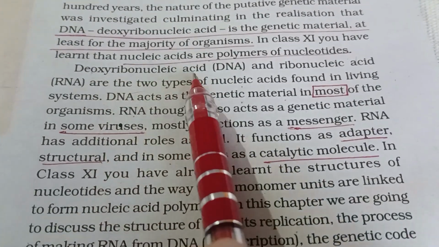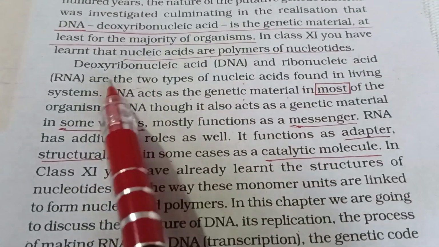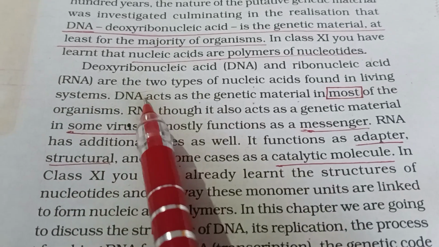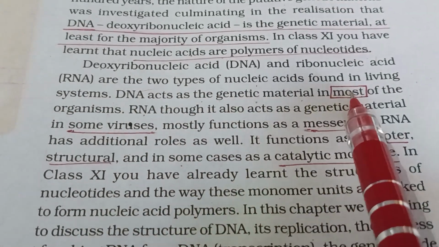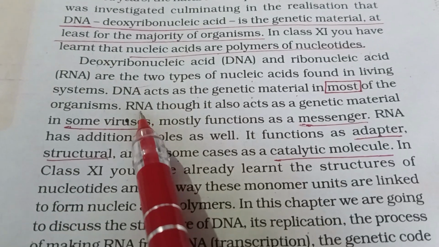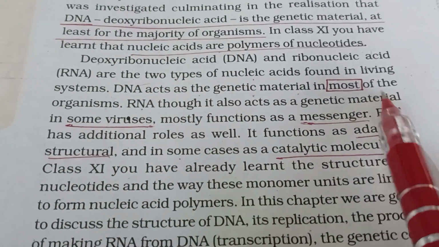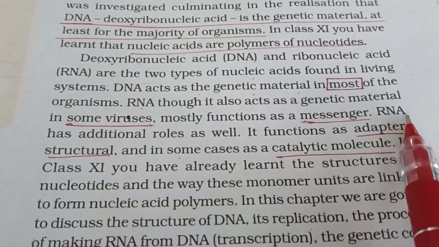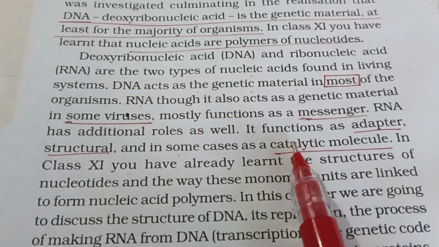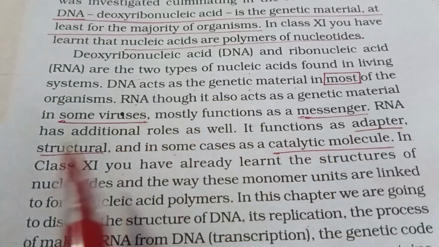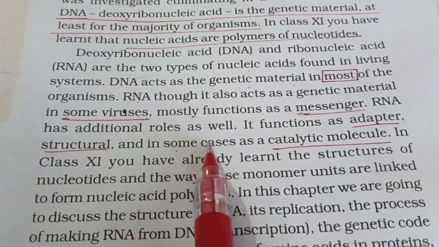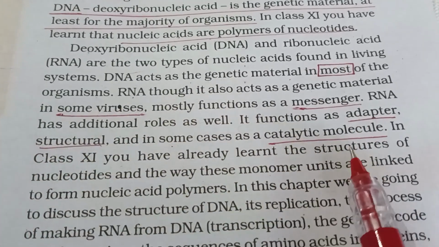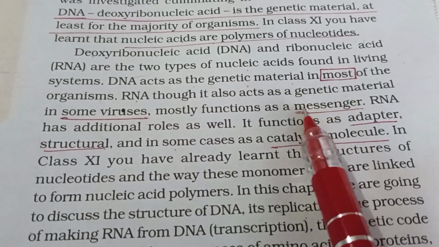Now, deoxyribonucleic acid, meaning DNA, and ribonucleic acid, meaning RNA, are the two types of nucleic acids found in the living systems. So, DNA acts as the genetic material in most of the organisms. RNA, though it also acts as a genetic material in some viruses, mostly functions as a messenger. RNA has additional roles also: it functions as an adapter molecule, a structural molecule, and in some other cases a catalytic molecule. It is also a messenger molecule.